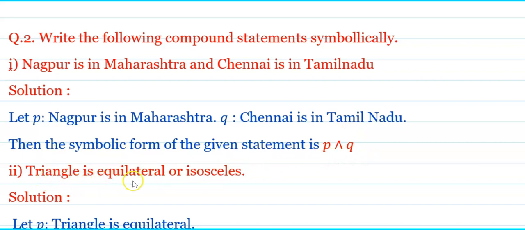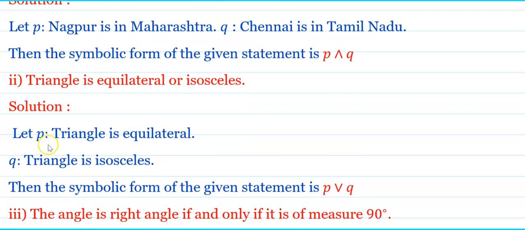Triangle is equilateral or isosceles. Okay. Now P, the triangle is equilateral. Q, the triangle is isosceles. Then the symbolic form of the given statement is P or Q. Okay.